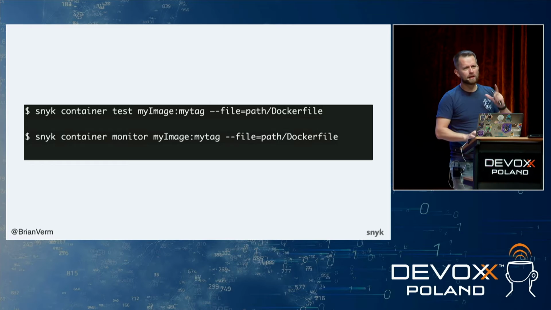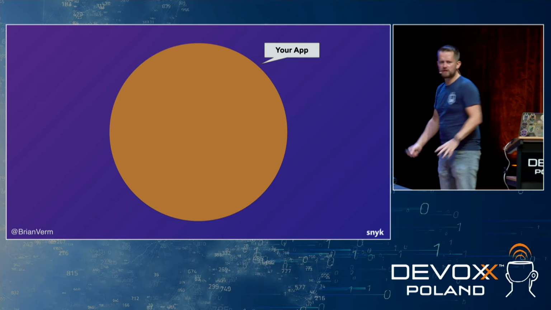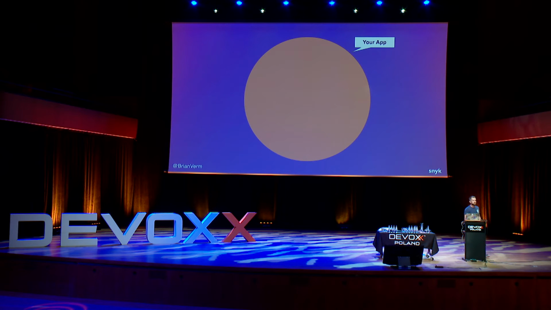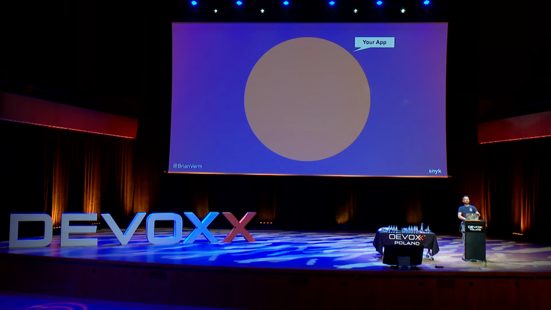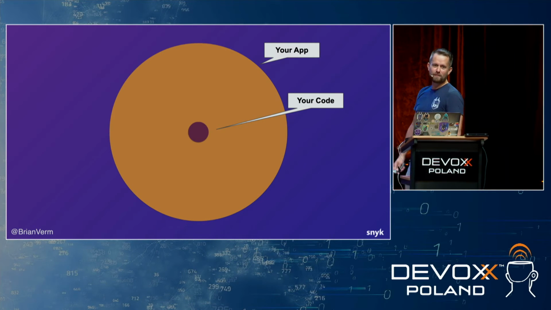Let's take a quick look at your application. Say this is your application. This is the full binary that you put into production. How much of that binary, and say this is a Spring Boot application, is actually the code that you pushed to production, that you wrote? What do you think? Who thinks it's like 20%? Who thinks it's less than 20%? You are absolutely right.